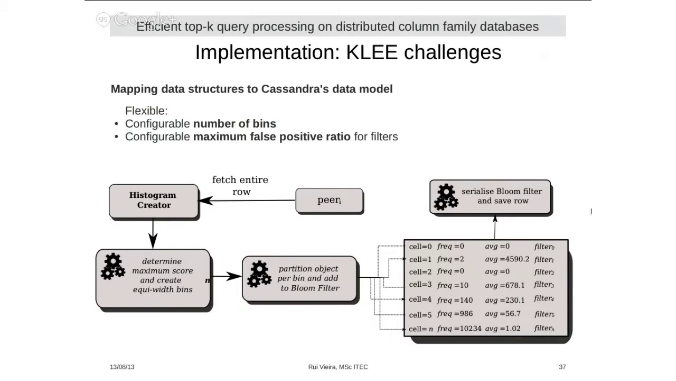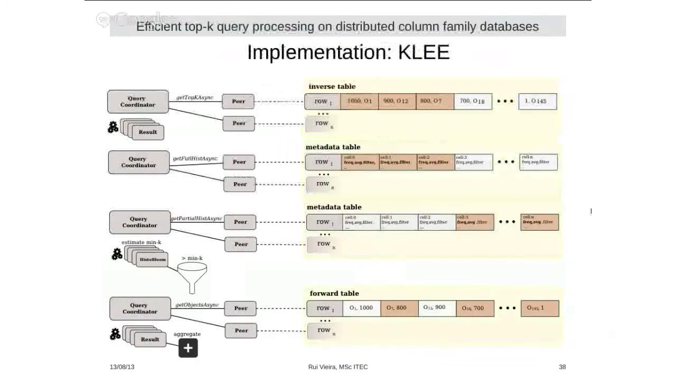When we create the statistical metadata, we can configure the number of cells we want, so we have a better trade-off between space and accuracy. We can configure the maximum false positive ratio for the Bloom filters. And the way it's created is that the histogram creator class fetches all the rows, determines the maximum score, creates n bins, partitions the objects per bin, populates the Bloom filters, serializes everything, and saves to the row.